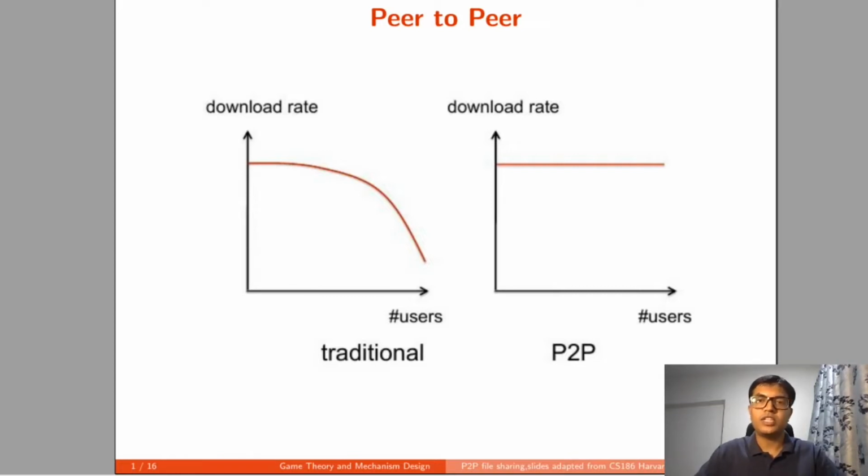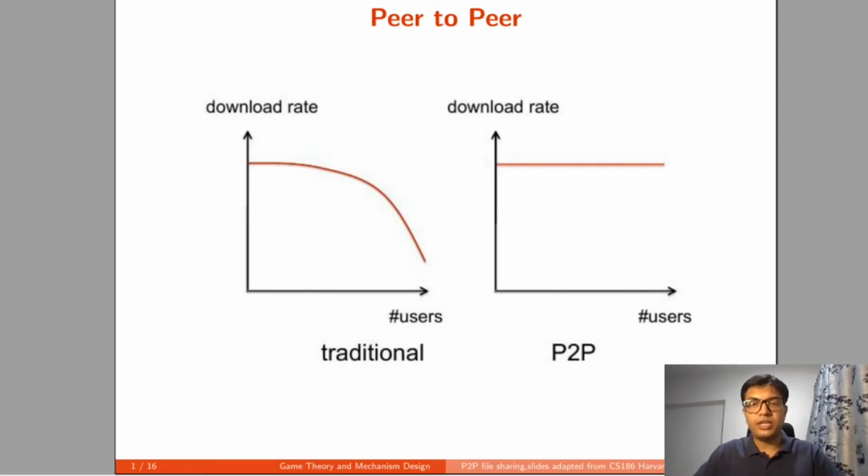So what is peer-to-peer file sharing and how is it useful in practice? On the left hand side we have shown the traditional server-client model for downloading files, and on the right hand side we have peer-to-peer file sharing. In the traditional model, there are typically one or a few servers and many users. As the number of users increases, because each server has a fixed uplink bandwidth, the download rate per user actually goes down.